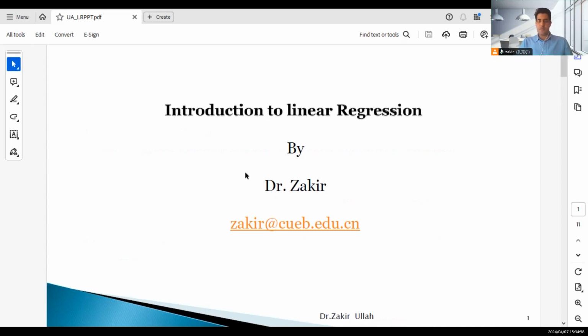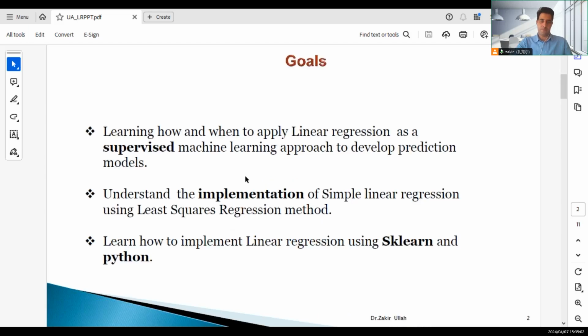The topic for my presentation today is Introduction to Linear Regression. The goals of these lectures are learning how and when to apply linear regression as a supervised machine learning approach to develop prediction models. The second goal is to understand the implementation of simple linear regression using least square regression models. The third goal is to learn how to implement linear regression using sklearn in Python.